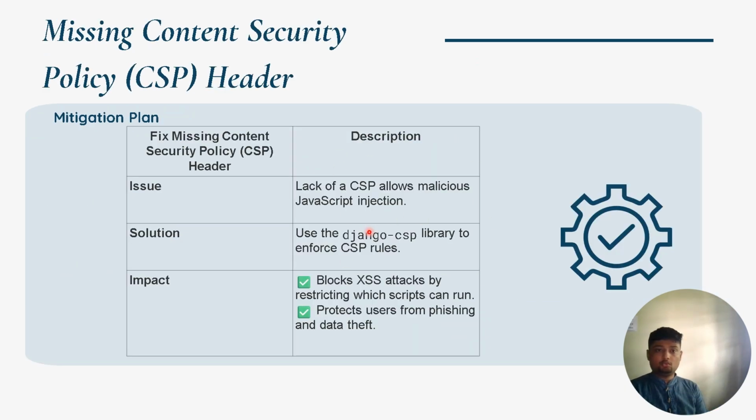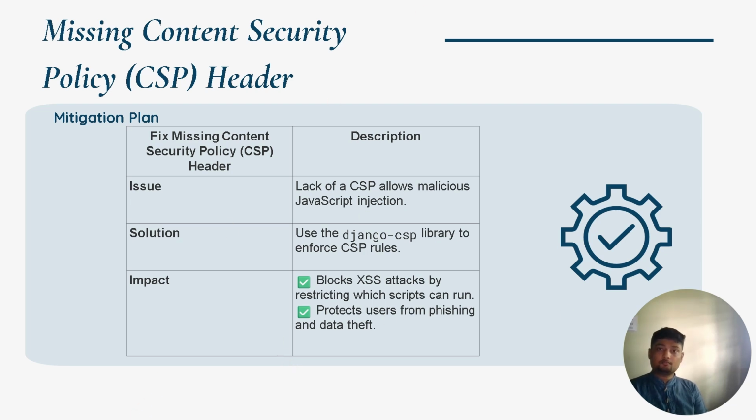Another issue was the missing content security policy header within the response headers, right? So what we did here: in Django, we have a library called django-csp that has all the functionalities related to setting up this configuration. So we import that and use that. It will also be used later. What it basically does is block cross-site scripting attacks, and it will protect our application from phishing and potential data theft or manipulation.